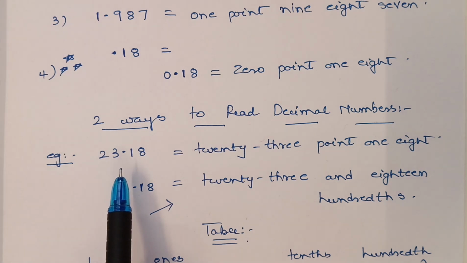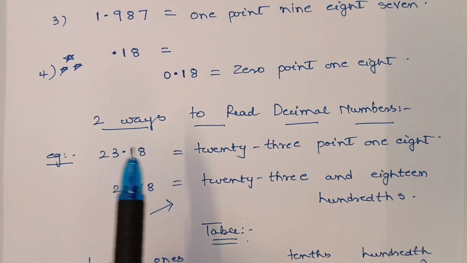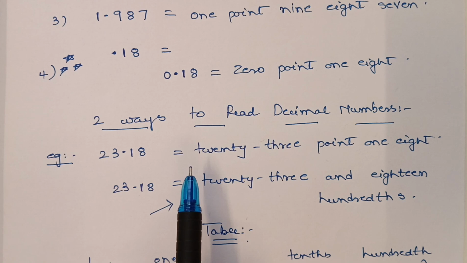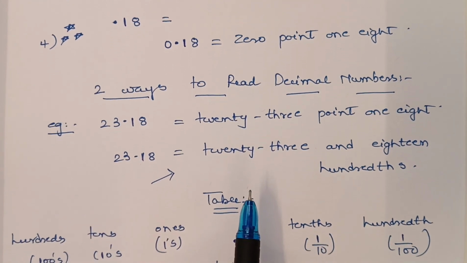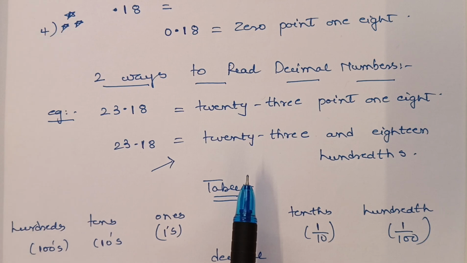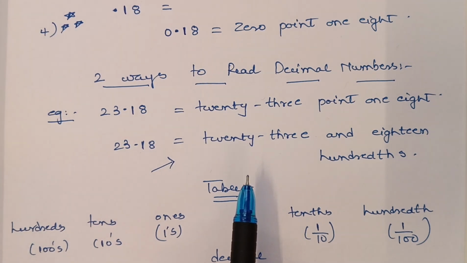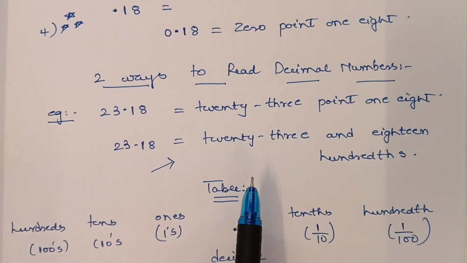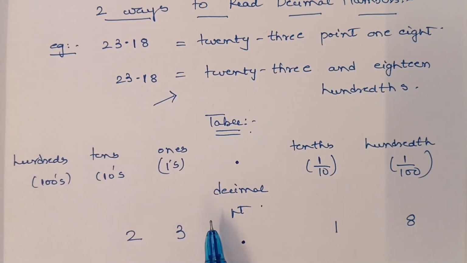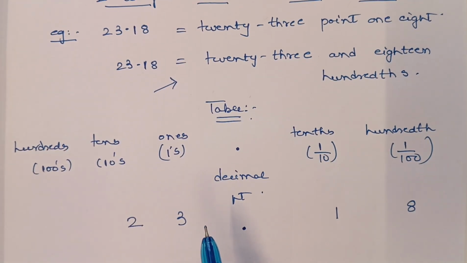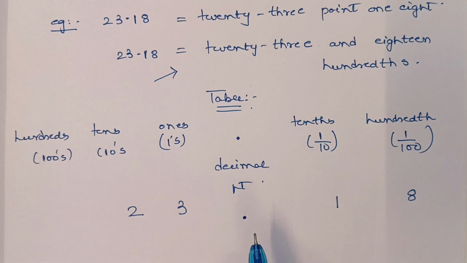You have to read it as what? 23.18. So in this way we have learned the introduction of decimals, two separate places like whole number part and fractional part, and in between you will always have one decimal point. And after that, the most important thing we learned today is the table, the place value table of decimals.